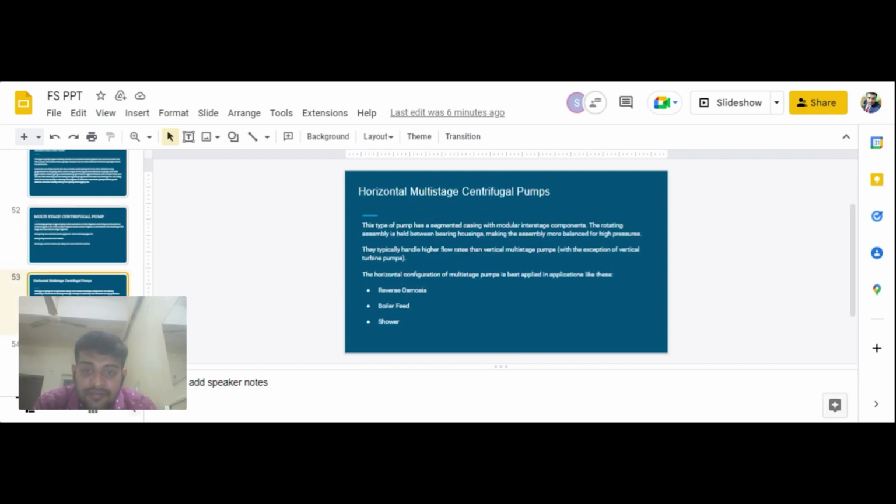Next slide is horizontal multi-stage centrifugal pumps. This type of pump has a segmented casing with modular interstage components. The rotating assembly is held between bearing housings, making the assembly more balanced for high pressures. The horizontal configuration of multi-stage pumps is best applied in applications like reverse osmosis, boiler feeds, shower.